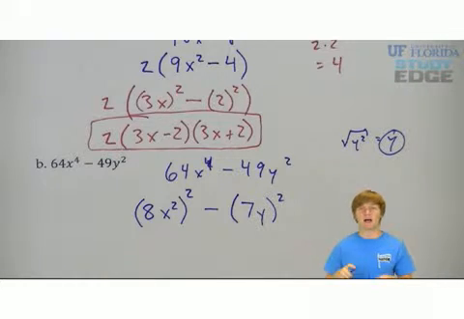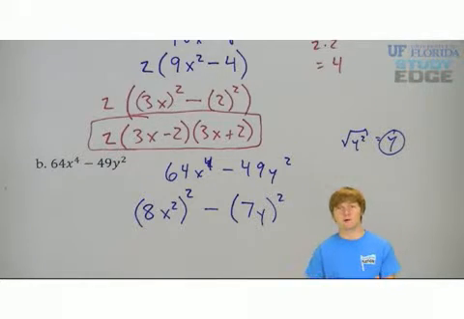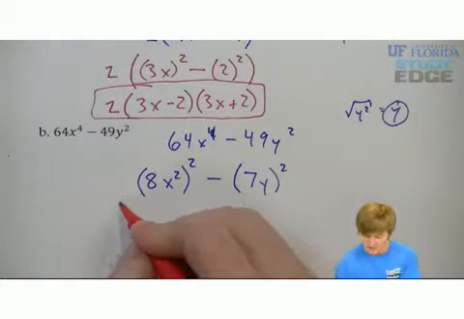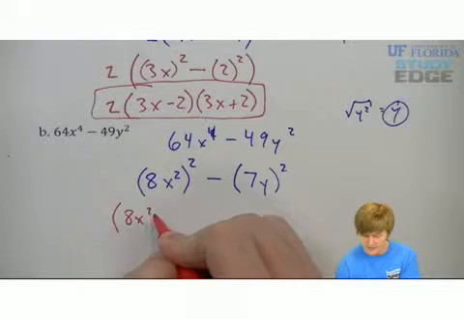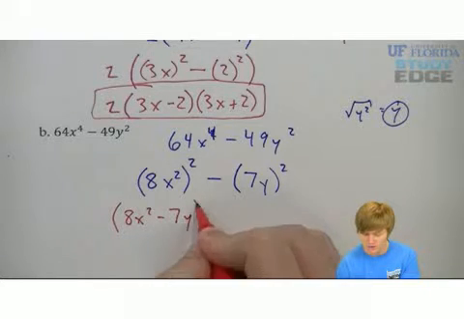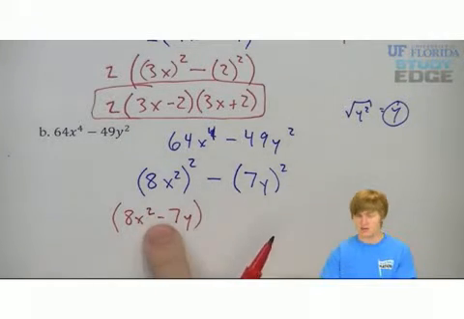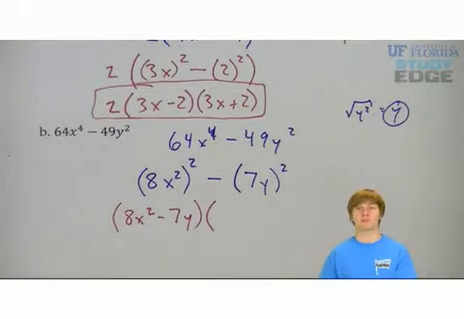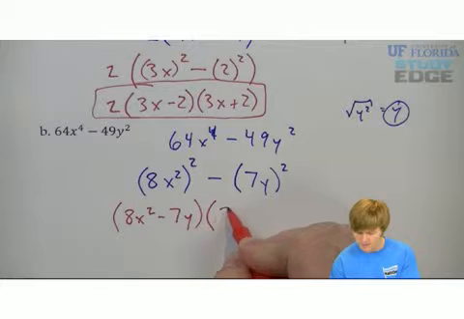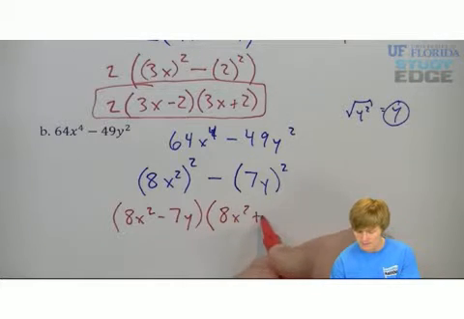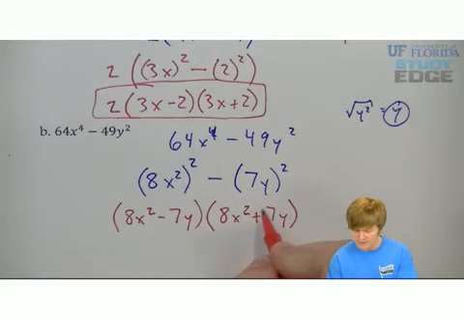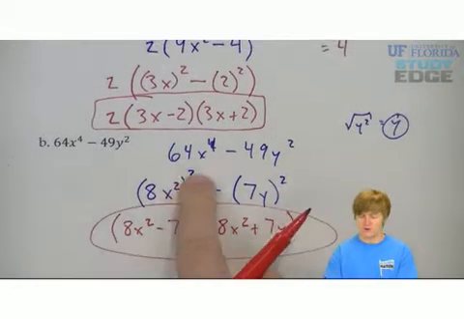And I can again apply my rule for factoring the difference of perfect squares. So remember, I'm going to have my first term, 8x squared, minus my second term, 7y. The first one is going to be subtraction, which is just the sign that you see. And the second term is going to be addition. So it's going to be 8x squared again, plus 7y. And then that is the entire completely factored form of our original expression.